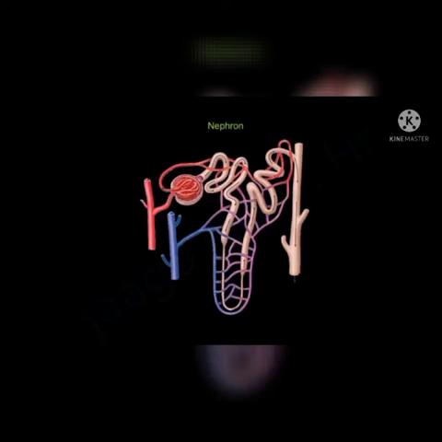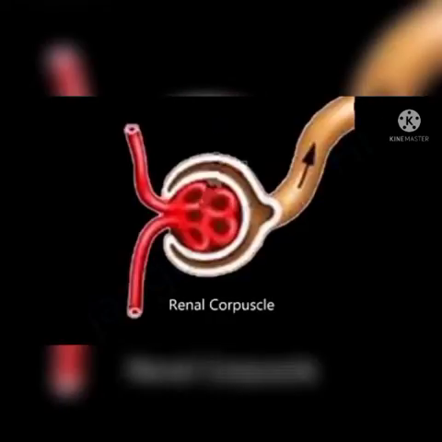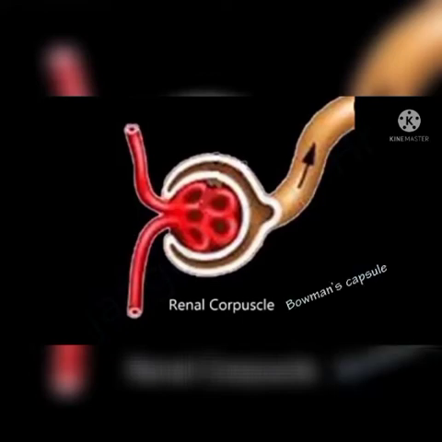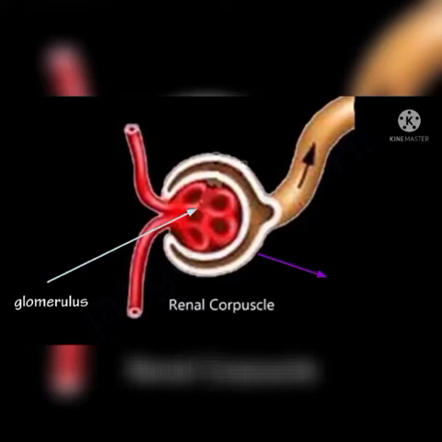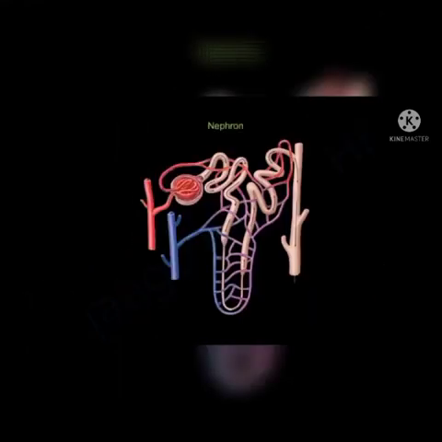Now let us start learning about Malpighian body. Malpighian body consists of a blind cup-shaped border end of the nephron called Bowman's capsule and bunch of fine blood capillaries called glomerulus. The afferent arteriole enters into the Bowman's capsule and divides into a network of capillaries and comes out of the capsule as efferent arteriole with lesser diameter. The bunch of capillaries is called glomerulus.